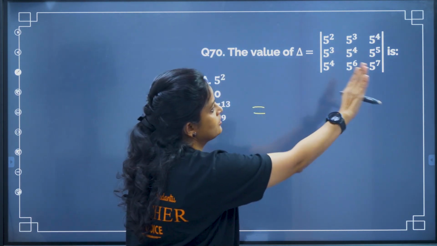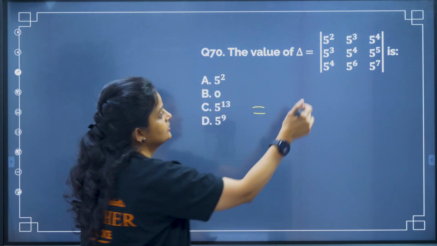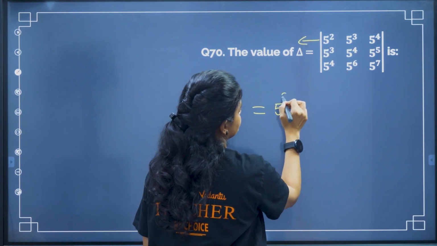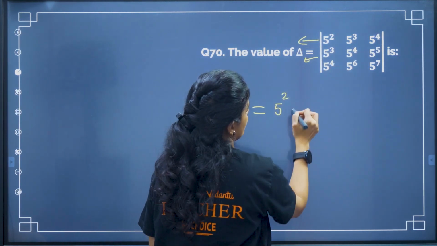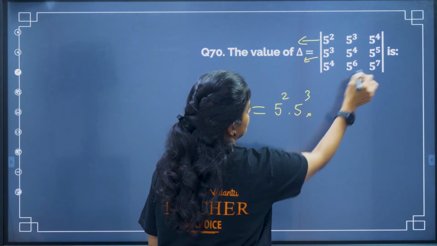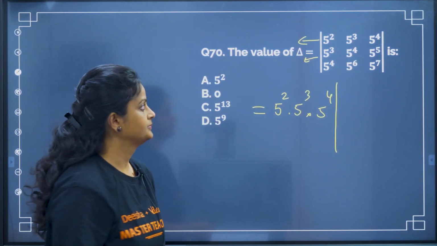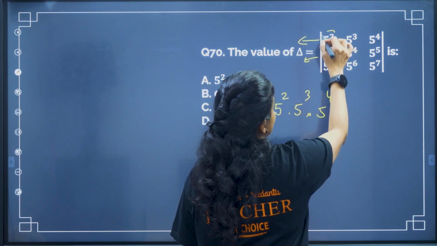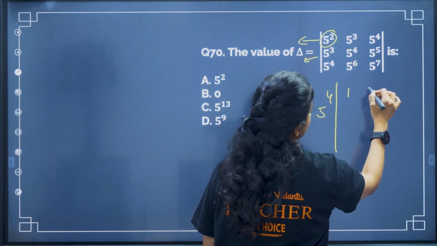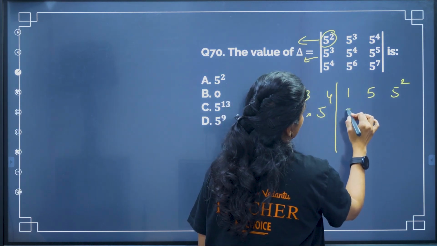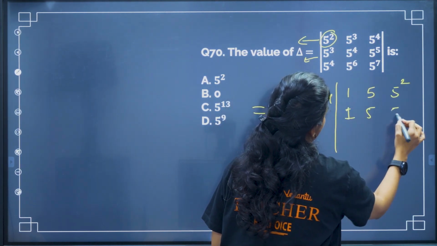I'm comfortable taking common from the rows always. So I'm taking common from this row, 5 square. In this row we have 5 cube. In this row we have 5 power 4. Then, if I have taken 5 square, what is left in that row? 1, 5 and 5 square. Here 1, 5 and 5 square.